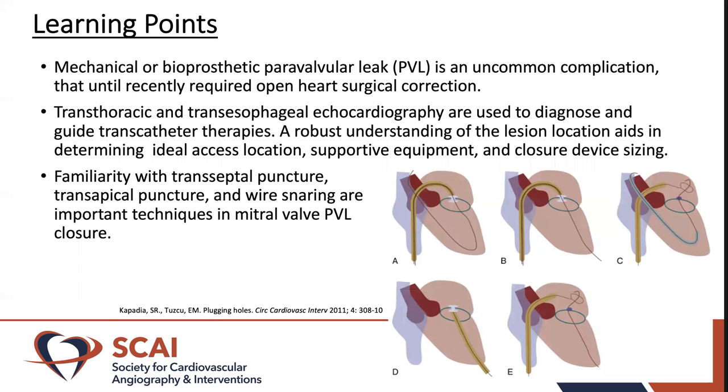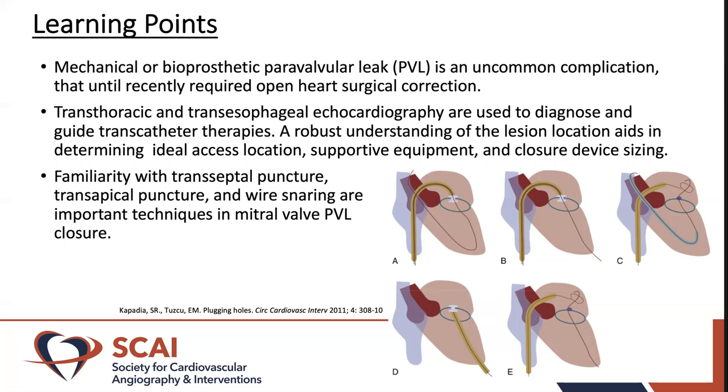The final learning points I'll discuss with you are: mechanical and bioprosthetic paravalvular leak is an uncommon complication that until recently required open heart correction. Transthoracic and transesophageal echocardiography are very helpful in this case. They can help diagnose and guide therapies. In this case, we saw that the actual TEE images helped us select a proper device based on the size of the defect. It can also help us identify where the defect is and then plan how we're going to access and cross that defect.